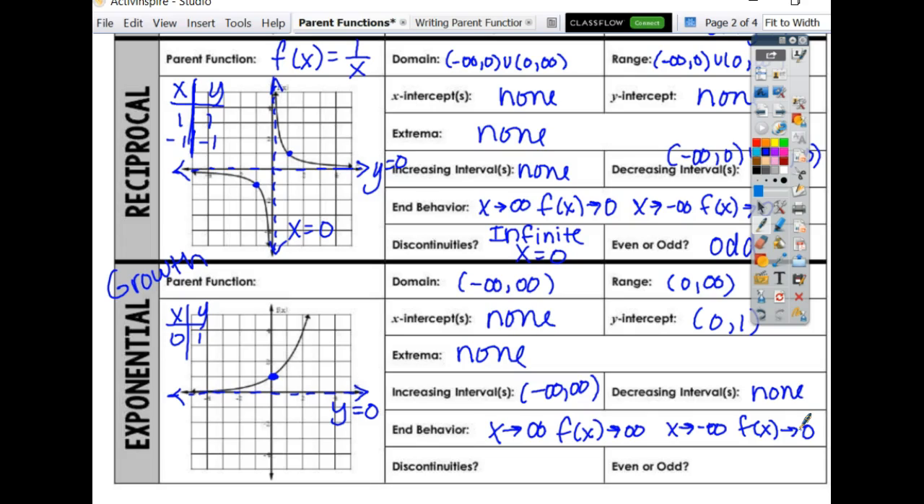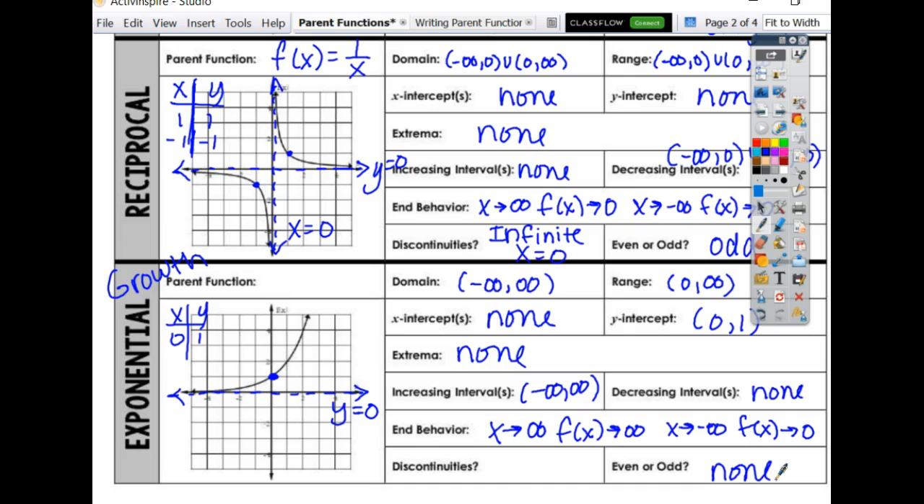Leslie. Any discontinuities? Where's Leslie? Leslie, discontinuities. None. And there's an asymptote, right? But it's not an x equal, so this is none. And lastly, Lizette. Even or odd? None.